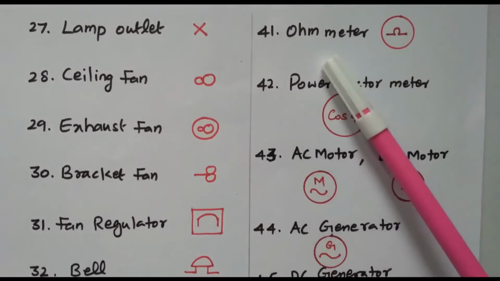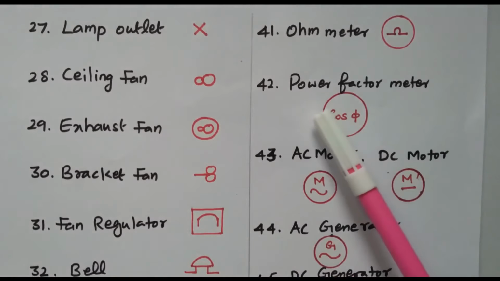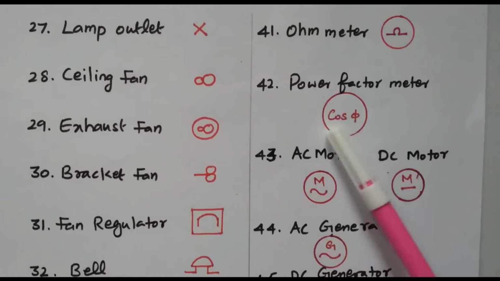Then ohm meter. This is the symbol for ohm, resistance. Then power factor meter means cos phi. So it is a circle over which cos phi is given.